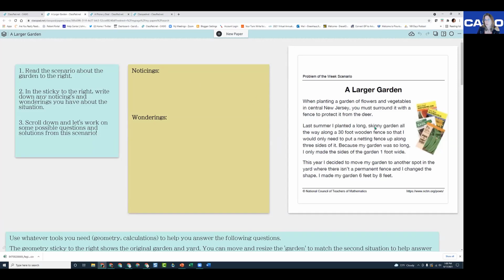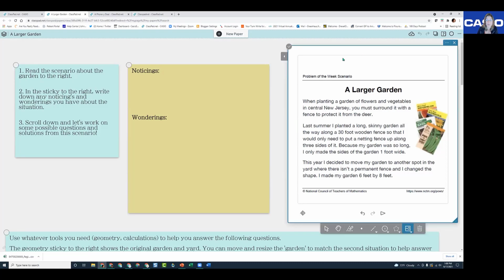And this problem, if you look over here to the right, is in a geometry sticky. Those of you not used to ClassPad, this is a geometry sticky. If I click it, you'll see I have all these geometry tools, but I like to use it because in ClassPad.net, you can insert images. So I took a picture of the NCTM problem.